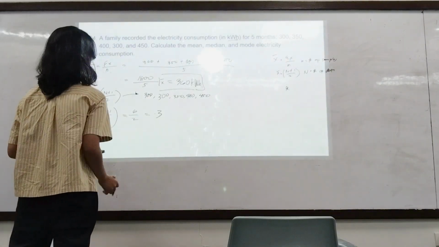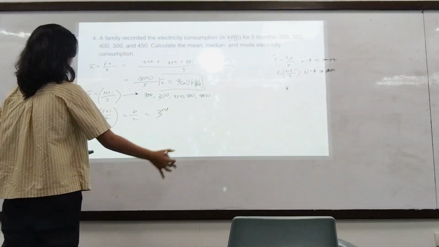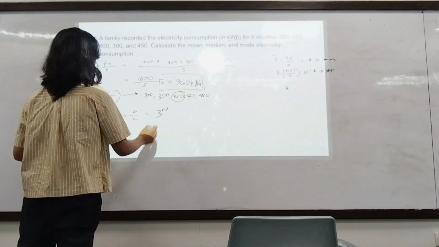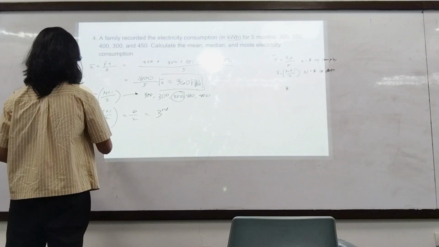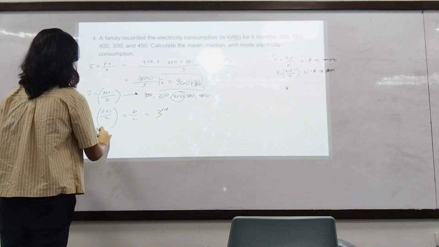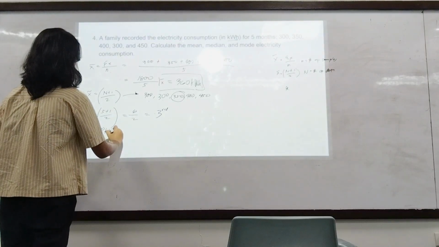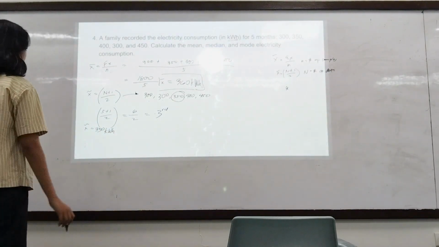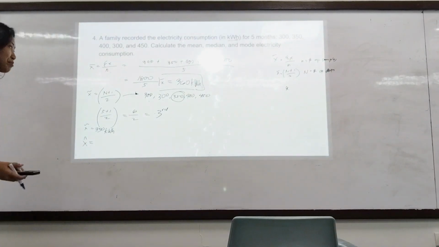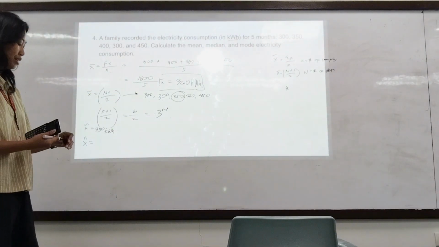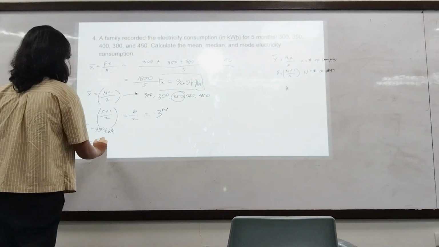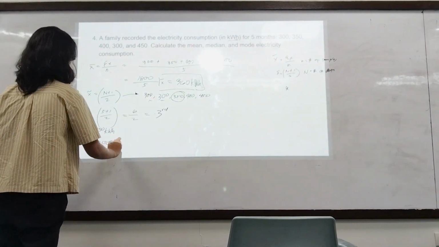Yes, 3. That means the median is at third. We're gonna count again. 1, 2, 3. This is our median. So our median for this question is 350 kilowatts. Lastly, we're gonna find the mode, which is the repeating given or the repeating number. That would be the 300. So we're gonna copy that.